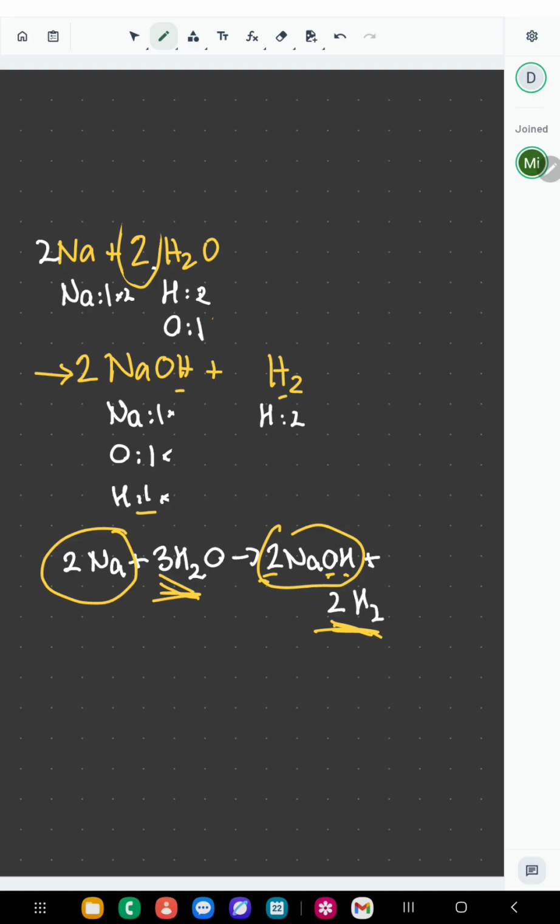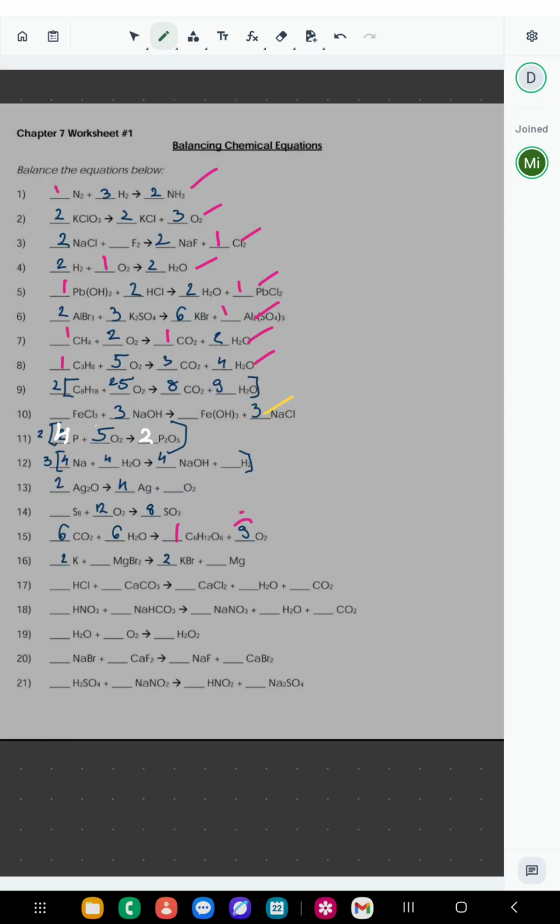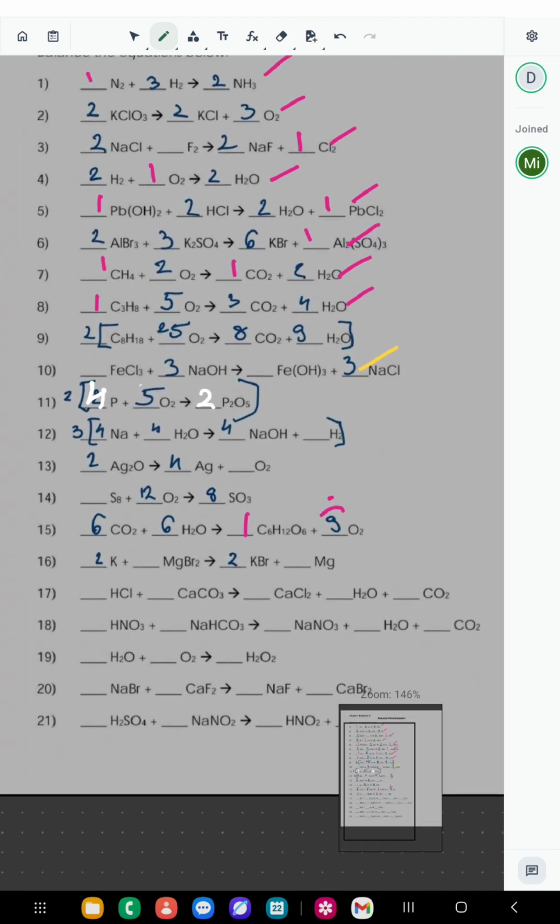You should balance the hydrogen. Hydrogen here is... yes. So it should be 2 here and here 1. Okay. Got it now? Okay, and then number 13.